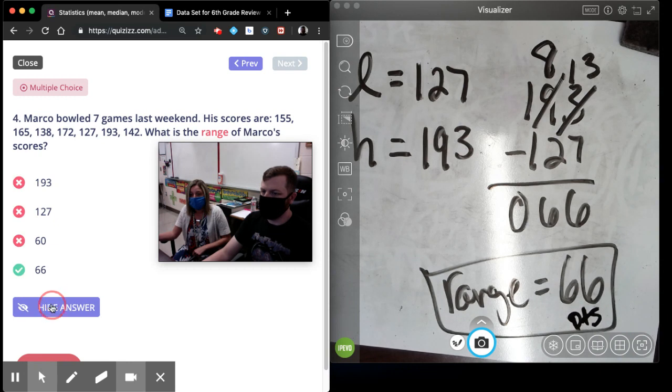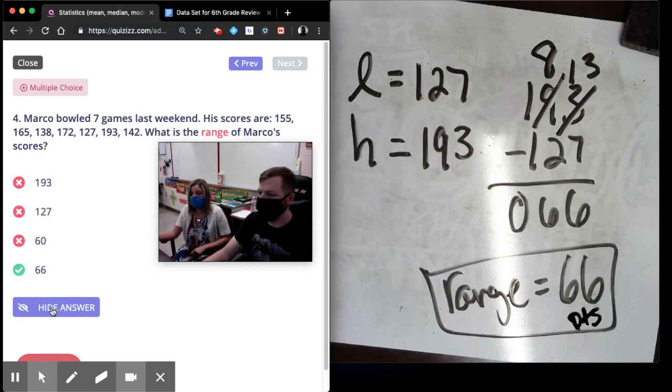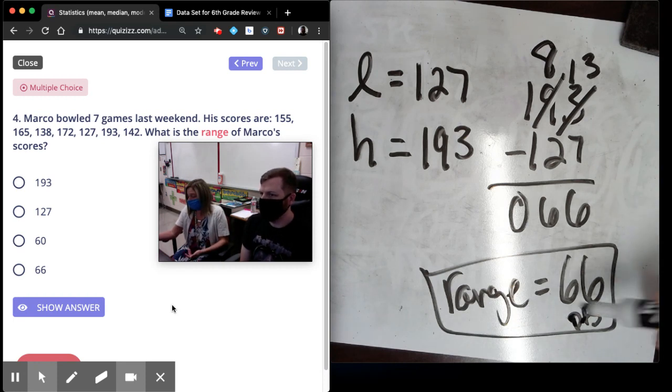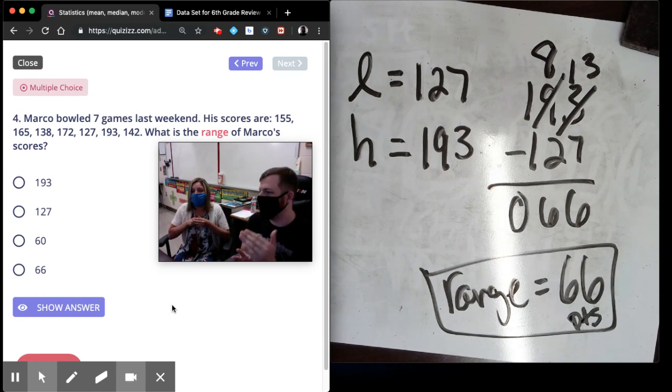So 66 should be the right answer. And there's also a statement: the range of Marco's scores is 66 points. Exactly. Which means that's the difference between his highest and lowest.